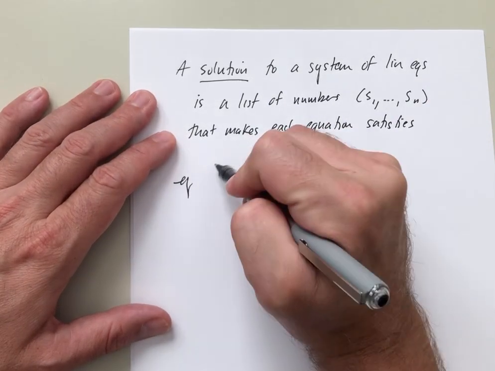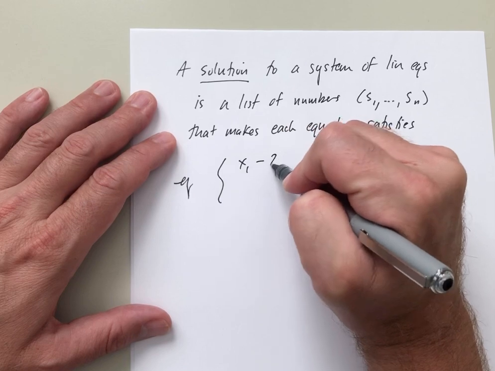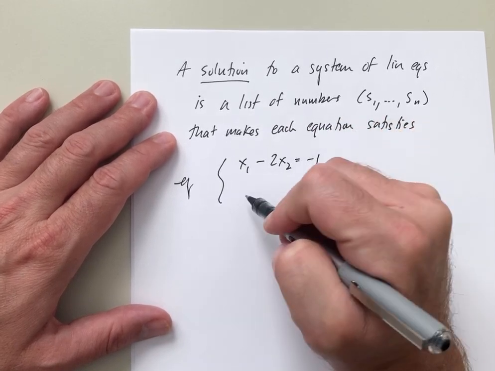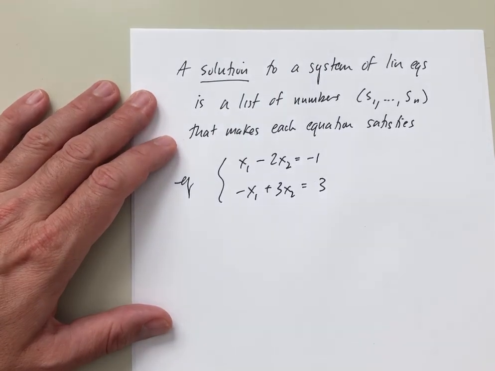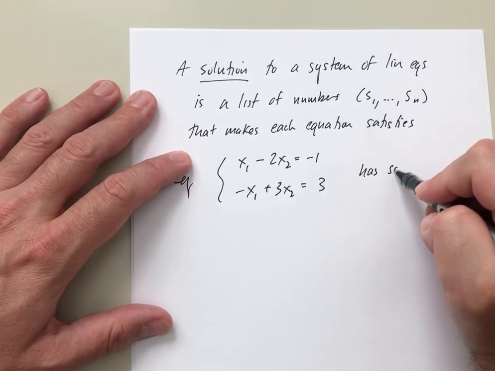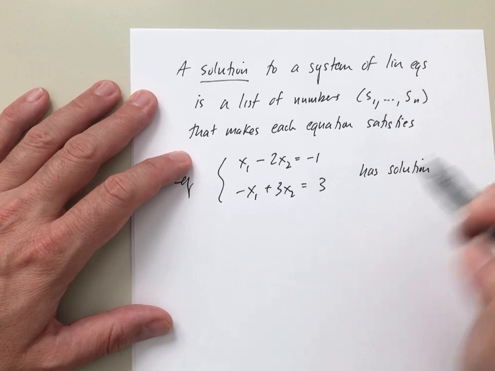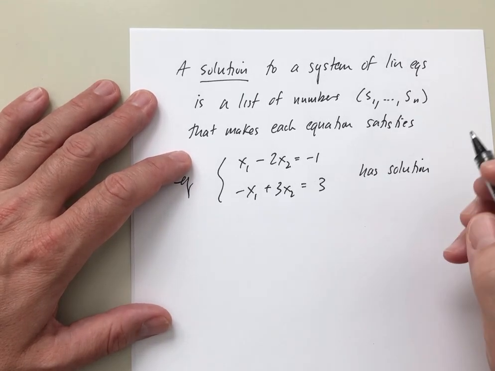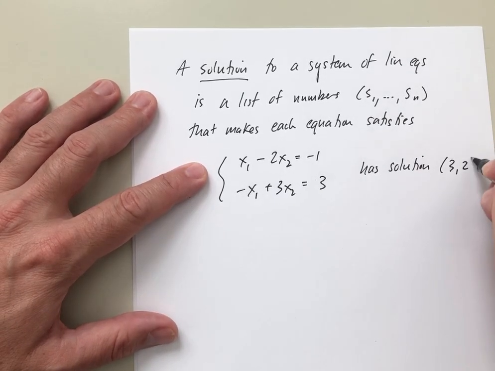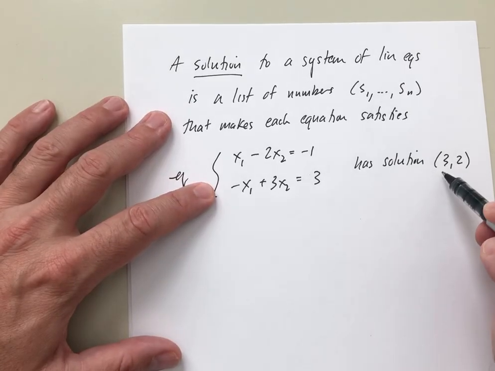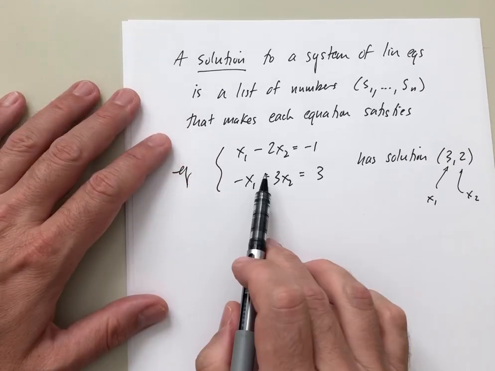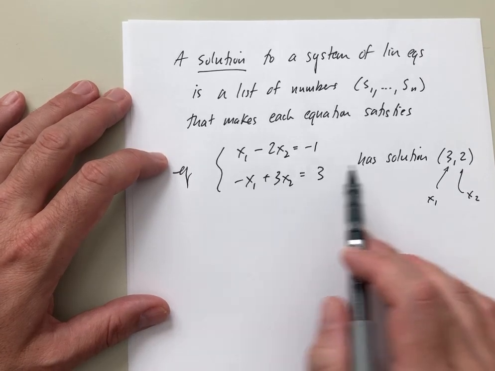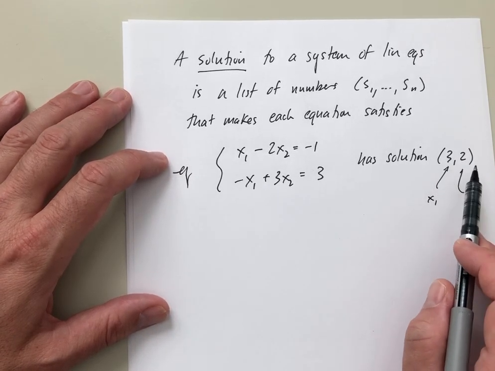So again, let me just go to this example here. This one that we had, x1 minus 2x2 equals minus 1, minus x1 plus 3x2 equals 3. So this has a solution. I wrote this down already. It has solution 3, 2. When I write 3, 2, what I'm saying is that this is x1, this is x2. And I know that because I have two variables here. And so my solution should have a value for x1, a value for x2.